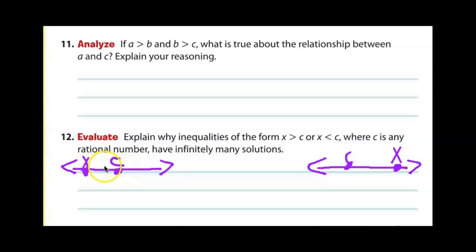So if x is less than c, what are the possible solutions to that? If x is greater than c, what are the possible solutions of that? Why would those solutions be infinite? I want you to write down your thoughts on the paper. I also want you to write your thoughts down in the question so I can see that in Edpuzzle and get some ideas about what you're thinking. Why is it true that the answers are infinite?